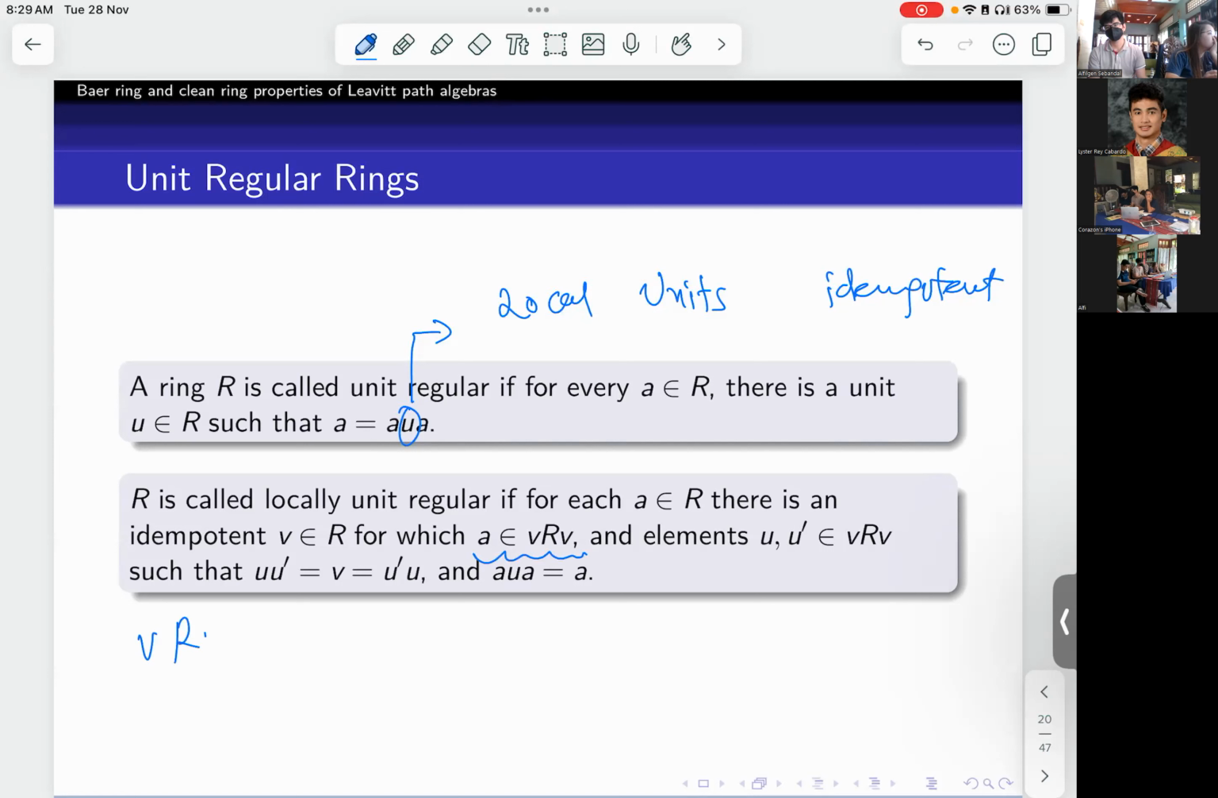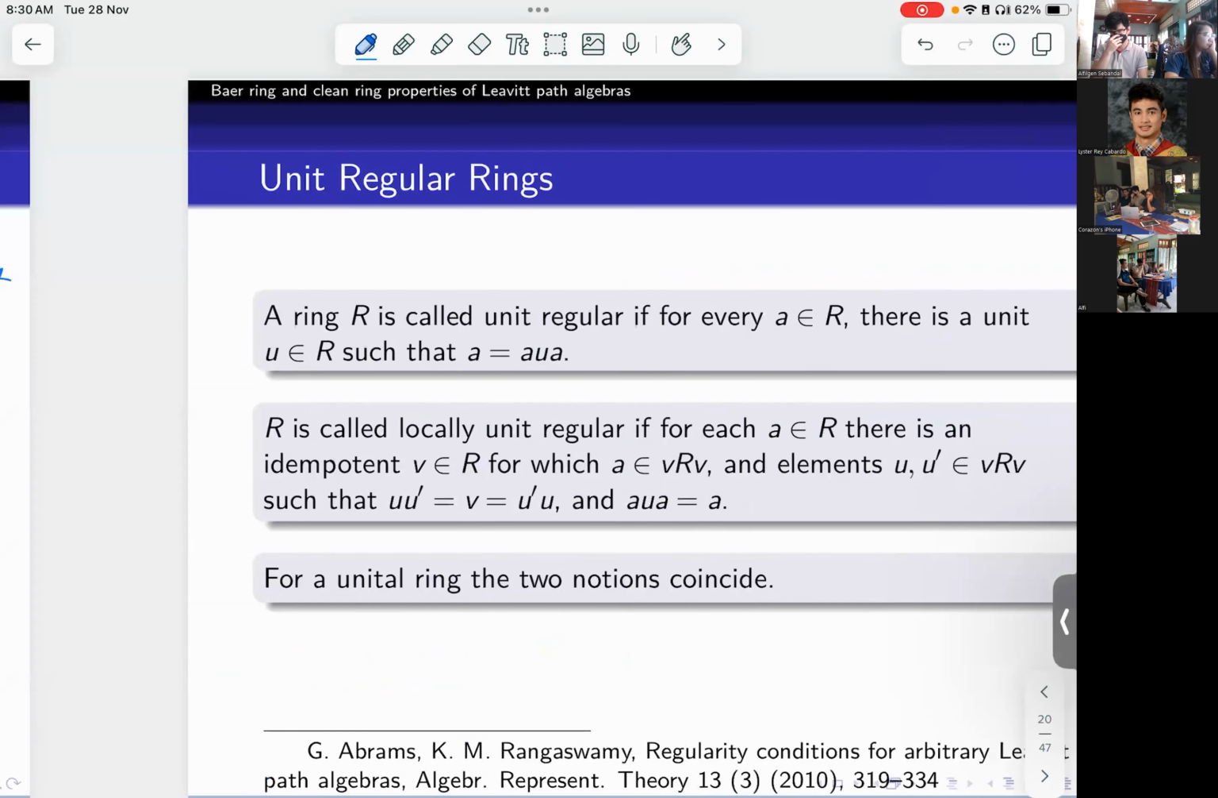So if V is an idempotent, VRV is called a corner of R. Such a thing is also called a corner of R, because we are multiplying these two things on the corner, in some sense. So just note this. So there exists an idempotent V, and there are two elements U and U dash in the corner, such that U into U dash equals V equals U dash into U, and the usual thing that A equals AUA has to hold. Such a thing is called locally unit regular.